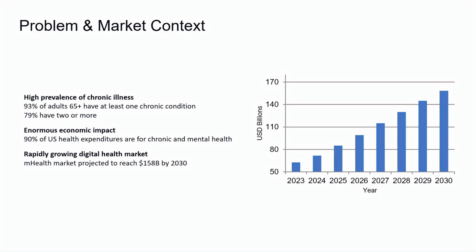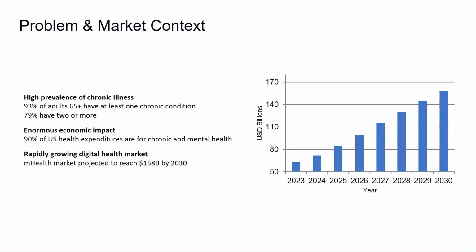We have just introduced the main features and functions of our product. Now, let's take a step back and look at the broader context and market environment in which it operates. First, the prevalence of chronic illness is extremely high. Among adults aged 65 and above, 93% have at least one chronic condition, and 79% live with 2 or more.